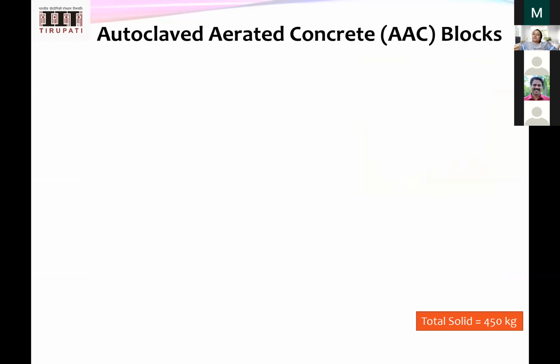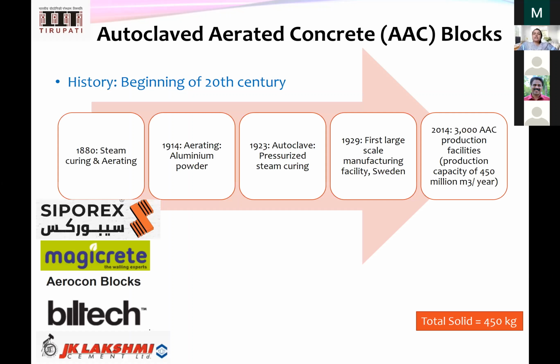But when I come to the history of AAC blocks, it begins in the 20th century, around 1880 onwards. The first step towards the AAC block happened with steam curing, and they slowly developed how to aerate the block. There were different ideas at that point of time. They even used foaming chemicals at that time, but later it moved to aluminium powder in 1914. That was the main point at which AAC block became more adoptable.